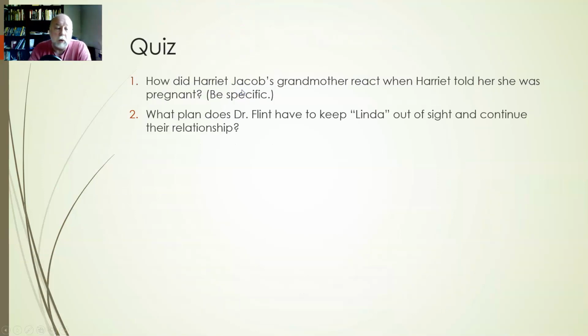Okay, so I'm going to cut this off here because it's long enough. We're going to have a quiz. Question number 1, how did Harriet Jacobs' grandmother react when Harriet told her she was pregnant? Be very specific, okay? Number 2, what plan does Dr. Flint have to keep Linda out of sight and continue their relationship? Also be very specific.